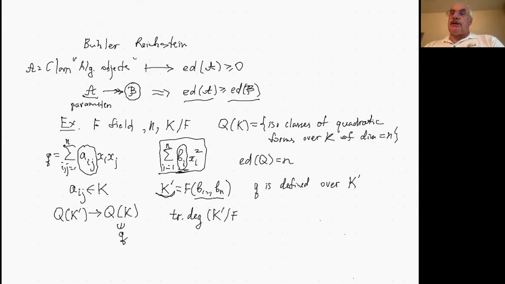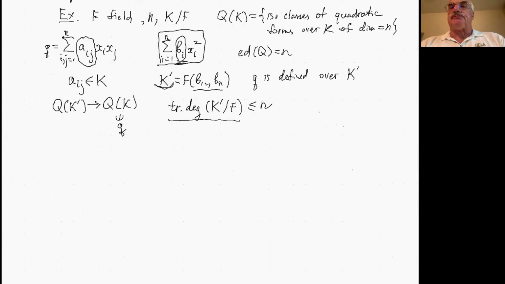So the idea is to measure the essential dimension by the transcendence degree of the field of definition. K prime is the field of definition of Q, and we take the smallest possible transcendence degree. Well, now we can move to the formal definition of the essential dimension.